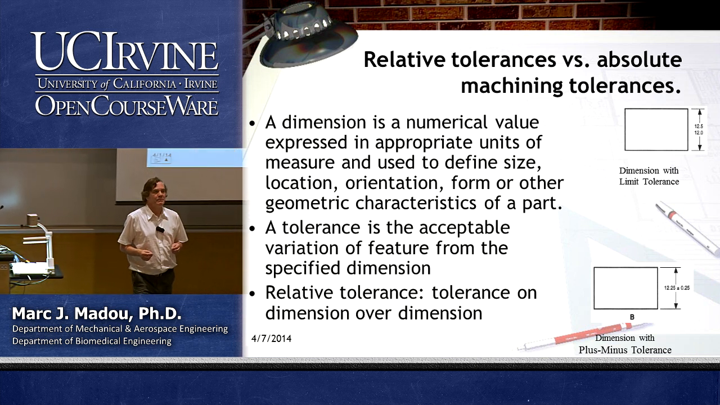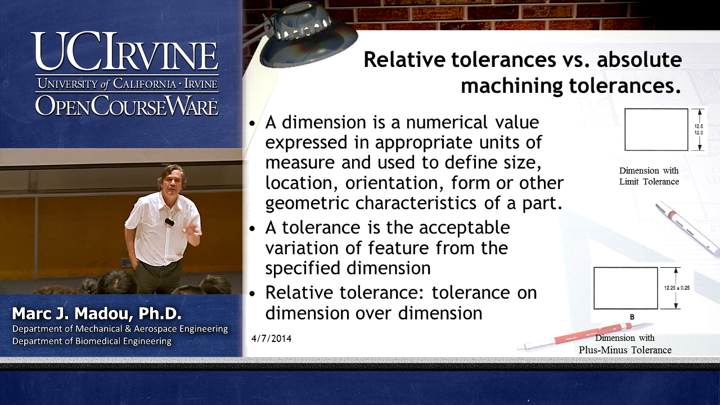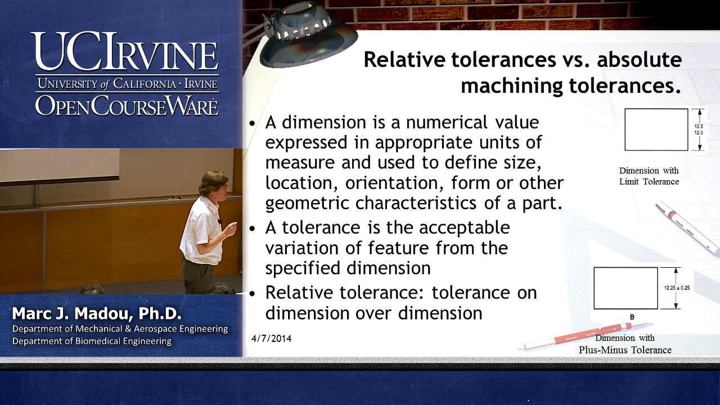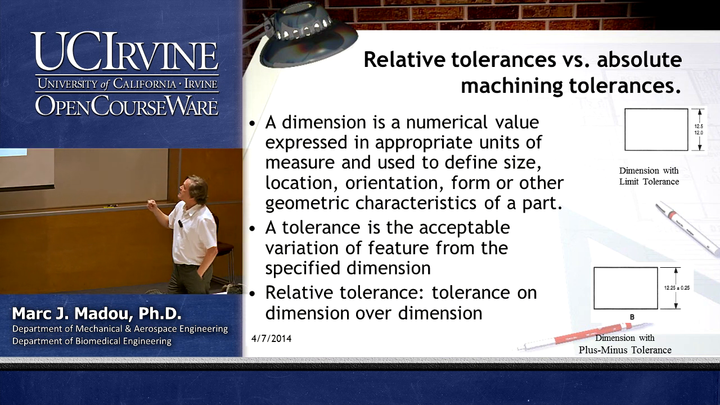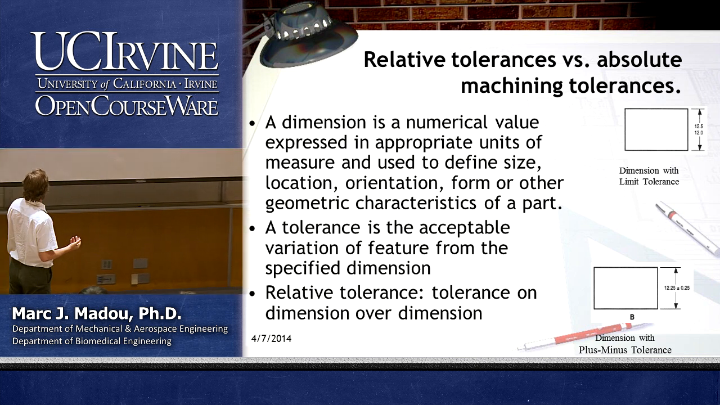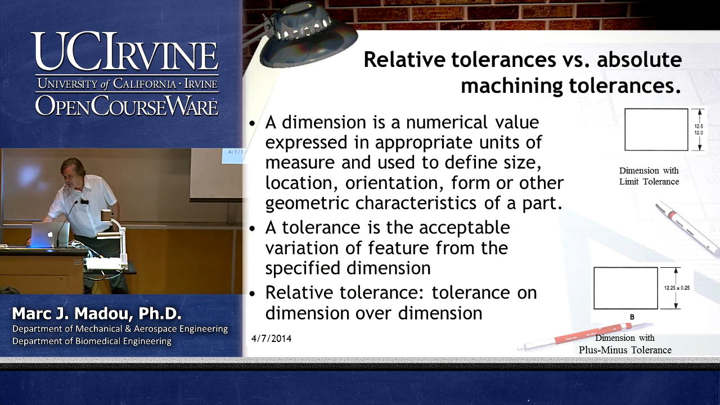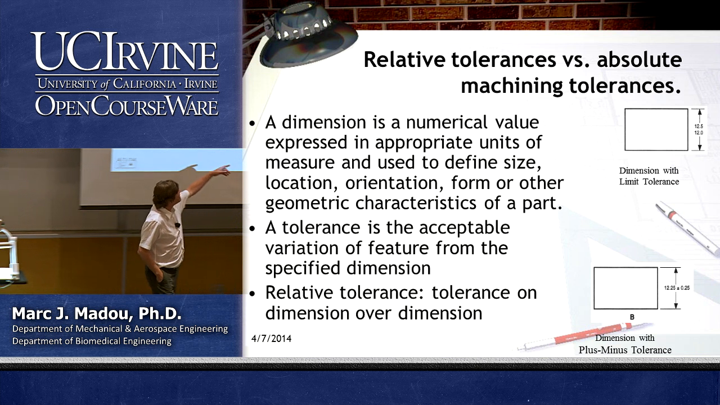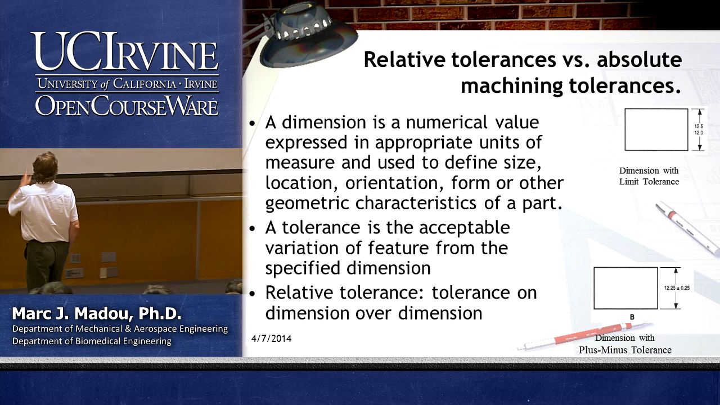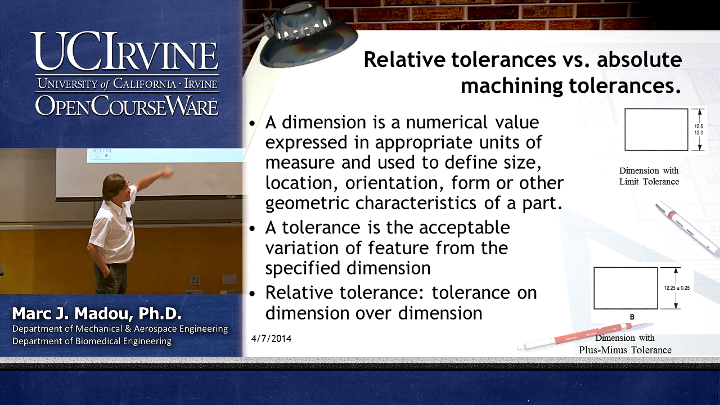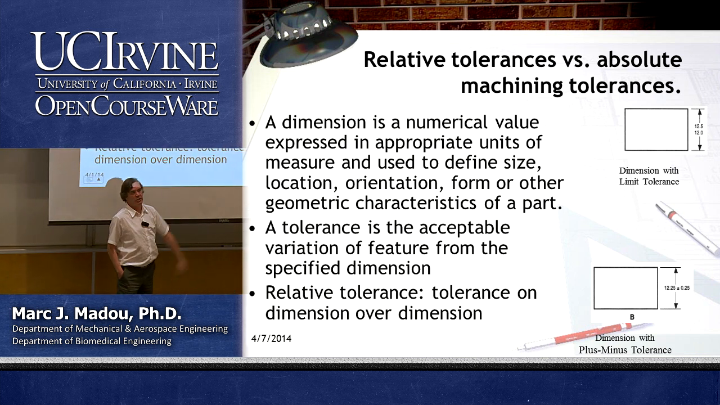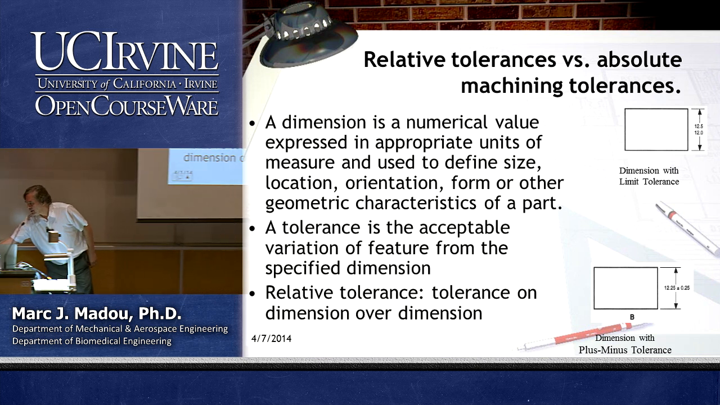Not much more difficult, but you'll have to put on your thinking hat a little bit because there will be a surprising outcome here. This is where I come to this point of relative versus absolute tolerance. So a dimension is a numerical value expressed in some units of measure and used to define size, location, orientation, etc. Right? So let's say we'll call that dimension there centimeter, microns, I don't care, it doesn't matter. A tolerance now is the acceptable variation on that dimension. And what is the relative tolerance? The tolerance on dimension over dimension. Okay, what does that mean? That last statement.